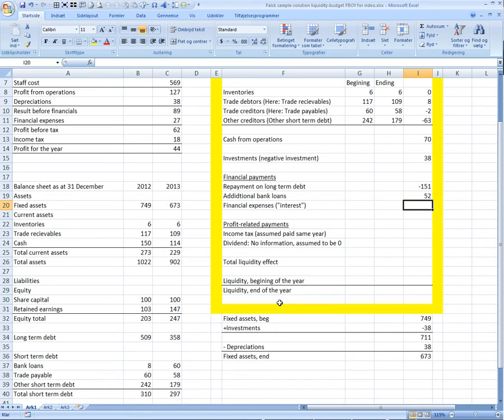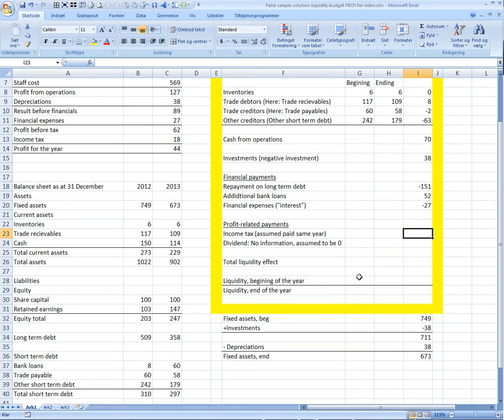Financial expenses, some other books or exercises would call it interest. Here they use the word financial expenses. So that's a minus. To put it more plainly, we pay 27 million as interest. Gives us a minus.